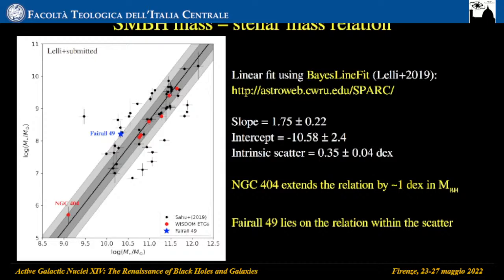So before concluding, let me promote this code called BayesLineFit, which is an MCMC tool to fit a line through data, but taking into account errors on both axes as well as intrinsic scatter in the relation. So if you need to fit a line through data, you can go on this website and download the code, which is very easy to use.